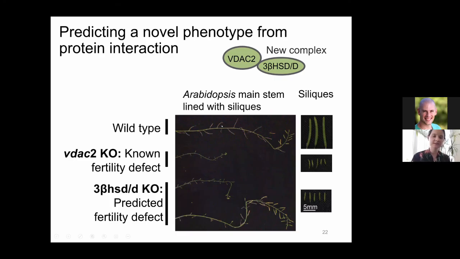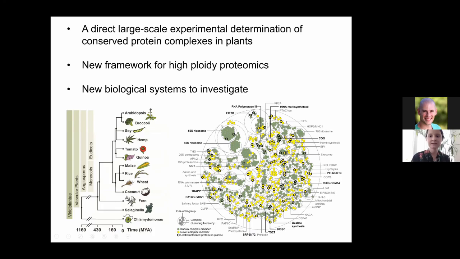So this was a direct, large-scale experimental determination of the set of conserved protein complexes of plants. I think I came up with a new framework for dealing with proteomics of high ploidy species and incorporating outside evolutionary information to simplify your protein identification problem. What's nice is after you've simplified, you can then look within that group for the specific peptide evidence for the members of that ortho group. And there's also a lot of new biological systems to investigate that we've barely started to dig into.